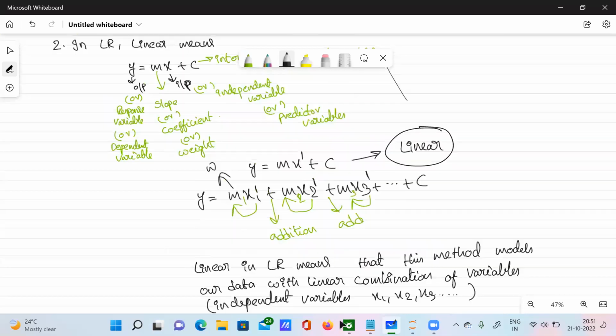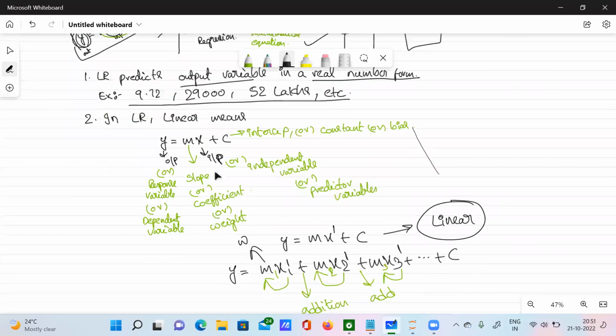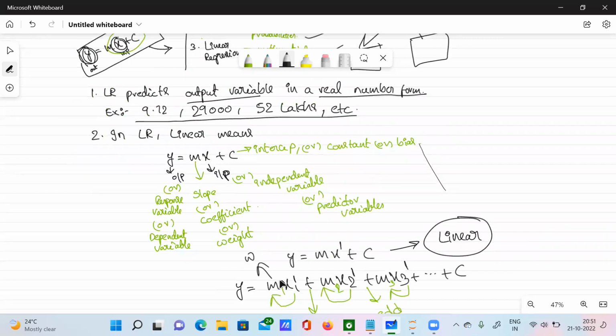So see here, y is equal to mx plus c is nothing but the generalized format of this particular equation. But when you look at here, y is also called the output variable, that is the response variable, or you may call it the dependent variable. And m we may call slope or coefficient or weights here. X is nothing but the independent variables or the predictor variables. C is nothing but the intercept or constant or the bias here, right?